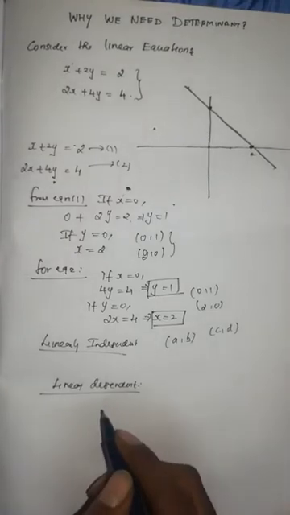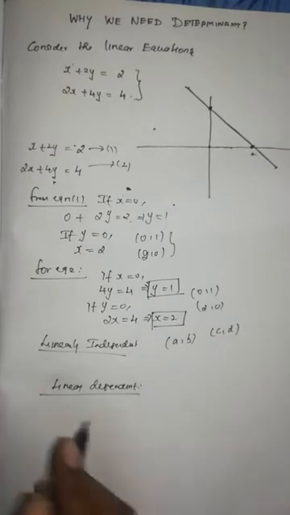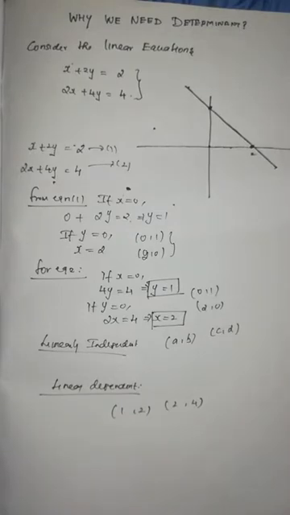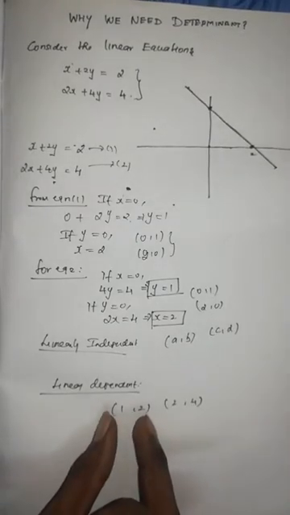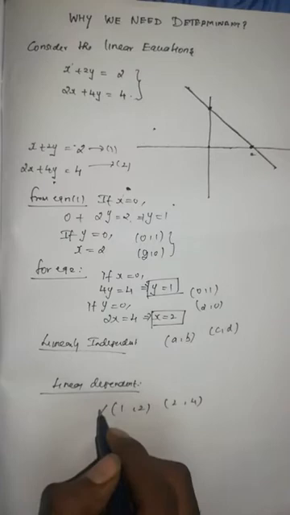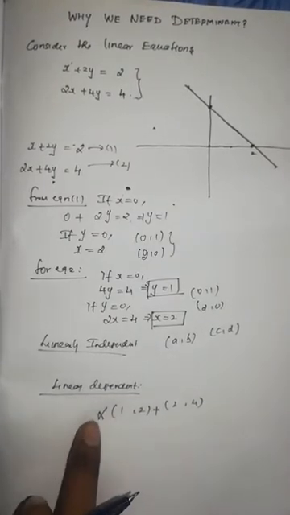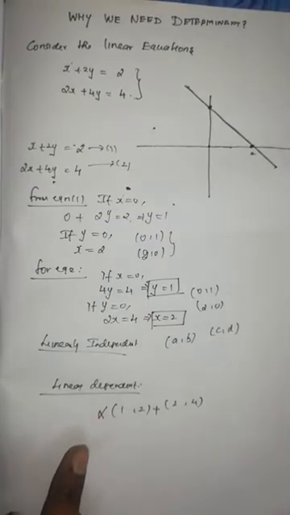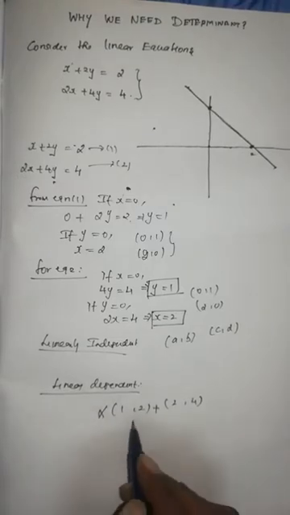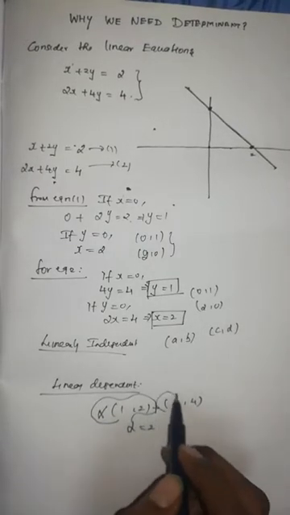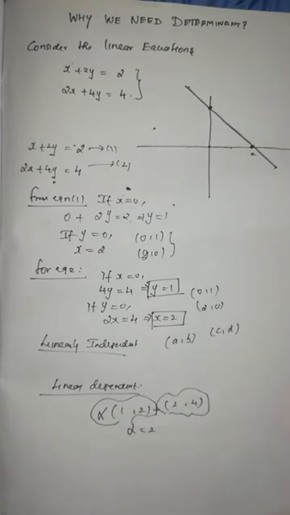For example, consider the vectors (1, 2) and (2, 4). What we can infer from this is that this vector can be converted to the other vector by multiplying by a certain number alpha. Then we say that these vectors are linearly dependent. If I can't find an alpha, then they are linearly independent. Here, if I take alpha equal to 2, then I can transform this vector to that vector. So we conclude that these two vectors are linearly dependent.